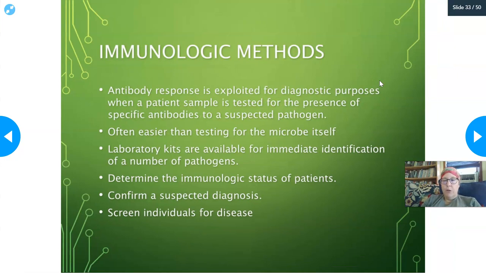Then you have all the immunological methods. A lot of lab testing is immunologic, including some of the chemistry tests, like drug levels and hormone levels, which are done by immunologic testing. It's just the way they've designed some of the tests. We're going to talk about it in the area of identifying microbes and infection. The antibody response is exploited for diagnostic purposes when a patient sample is tested for the presence of either specific antibodies to a suspected pathogen, or you can also test for the pathogen itself.